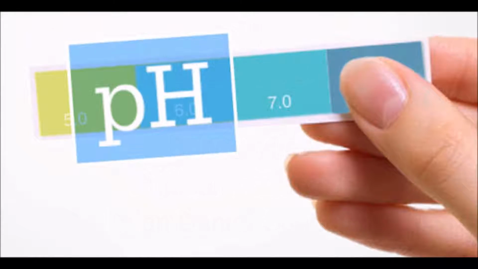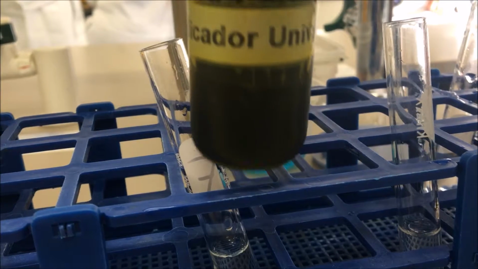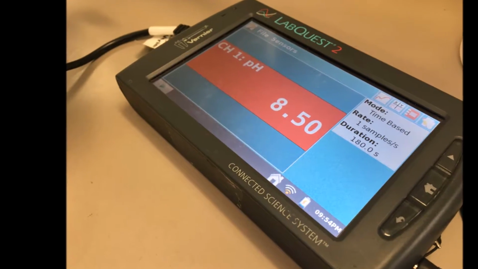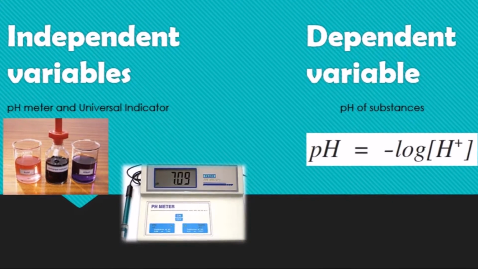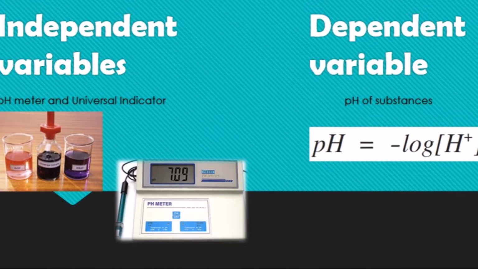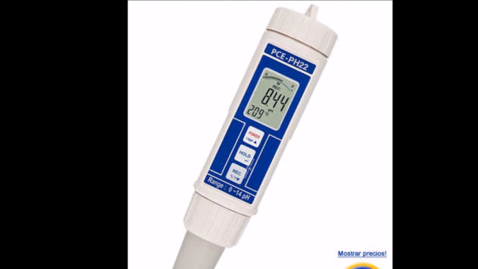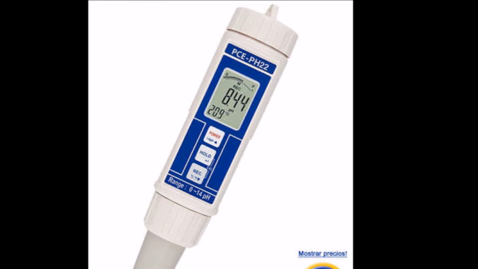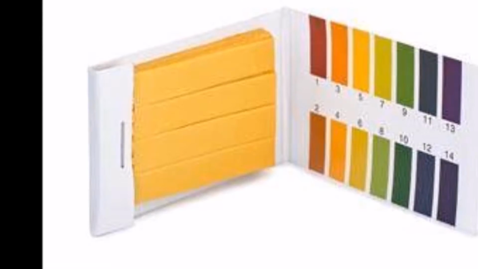Well, our research question is: what is better, the universal indicator or the pH meter? The independent variables are the pH meter and the universal indicator, and the dependent variable is pH. In this experiment, we will work with different substances that may be strong or weak acids and bases. They will be defined by a liquid or a paper called indicator.